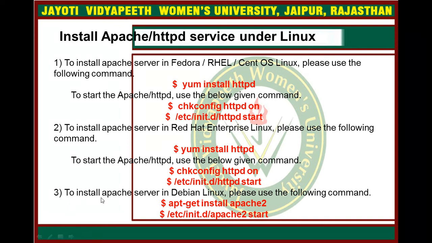Now the third is to install the Apache server in Debian Linux. Please use these commands. So there are basically three choices, depending on which server you are using: either Fedora, Red Hat, or Debian. Whichever server you are using, you use these commands to run.